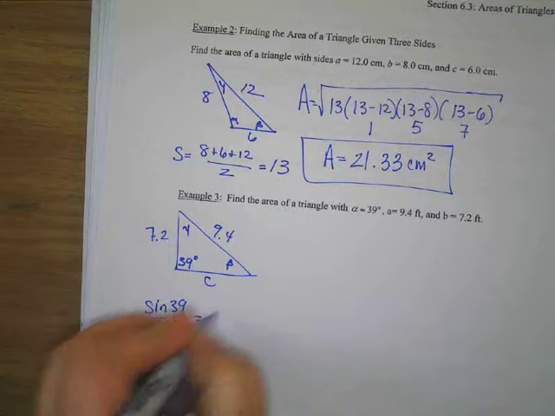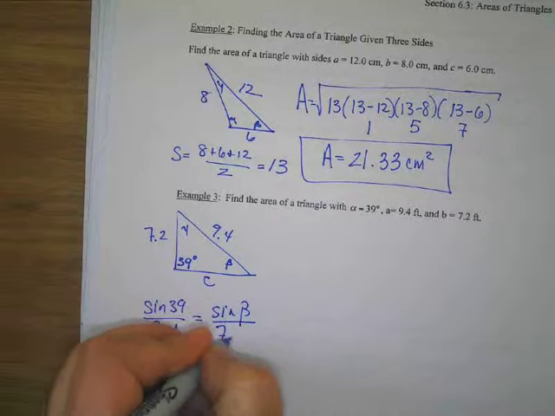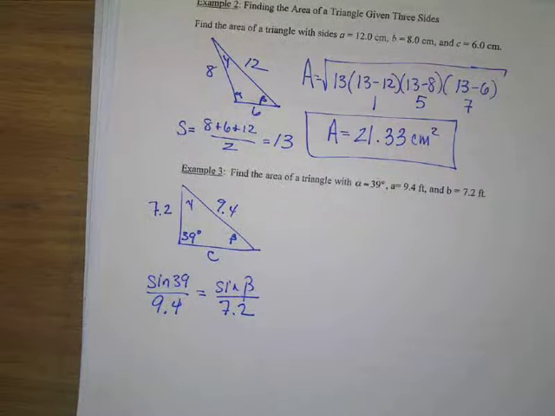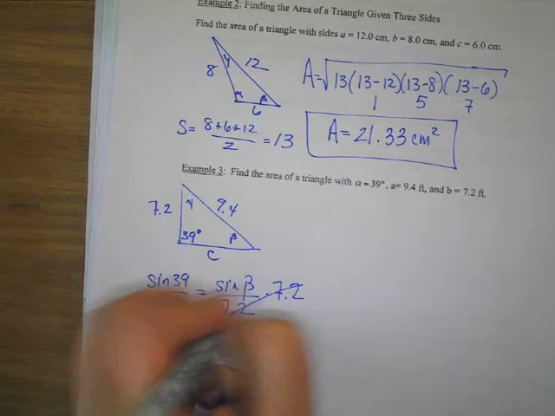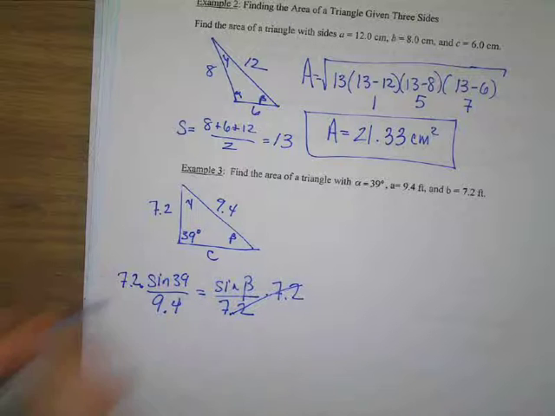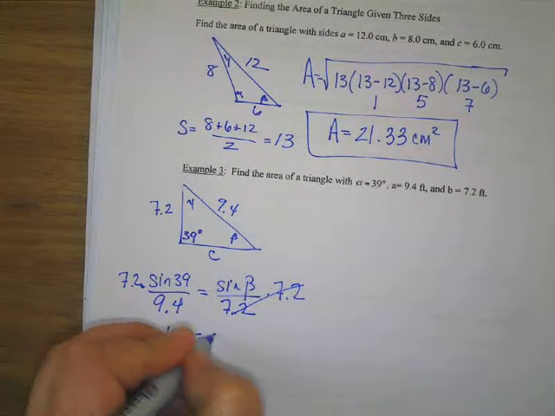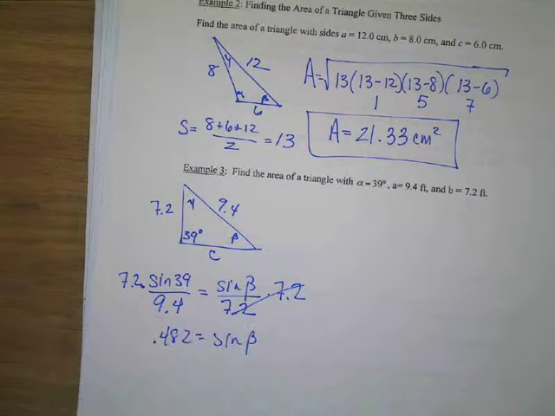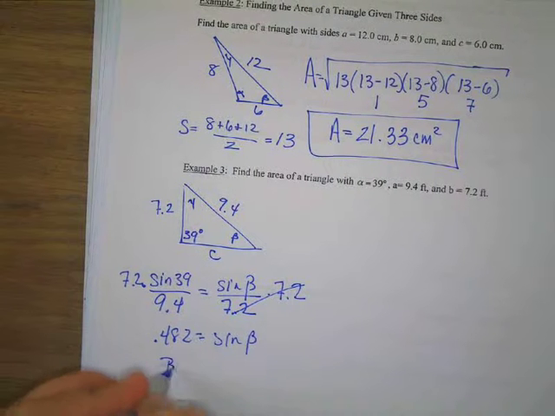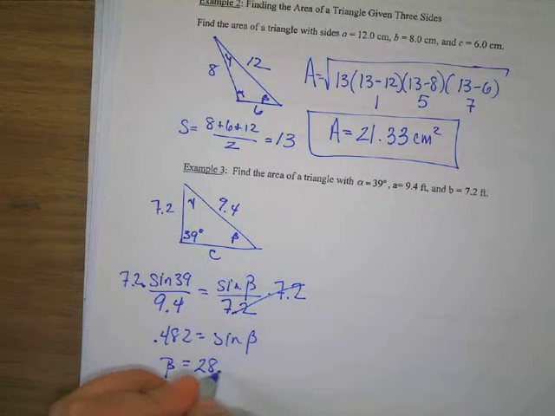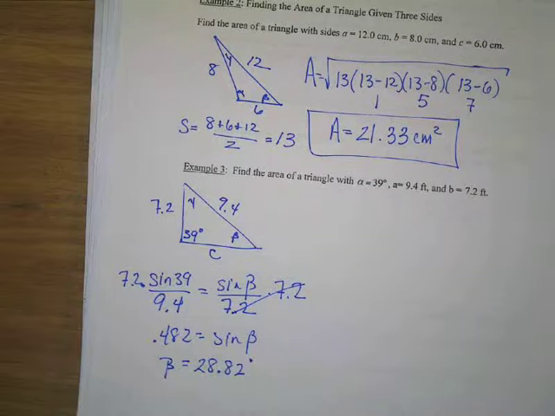Equals sine beta over 7.2. Good. Let's solve for beta. So times by 7.2, and you get a decimal, and then what do you have to do? Inverse sine. Wait, I thought we just find the area. We can't yet. We don't have enough information. We don't have side-angle-side, and we don't have all 3 sides. We can't do it.